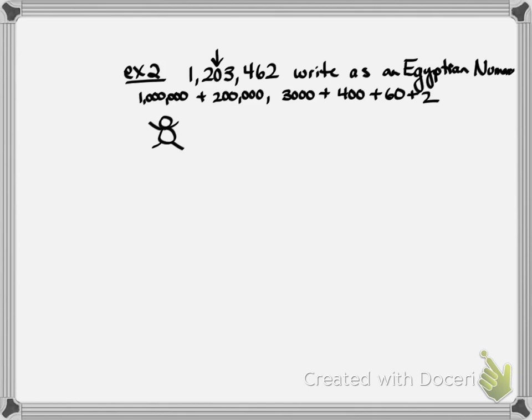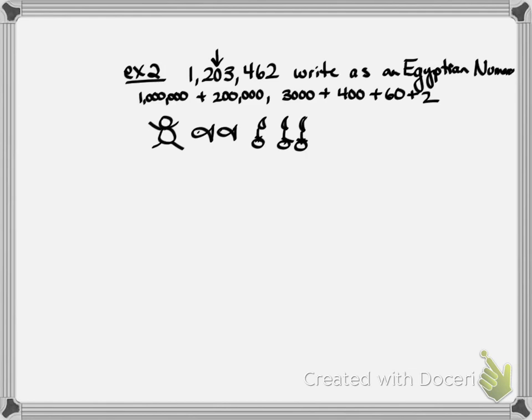Now we need 200,000. Well, we have a symbol for 100,000, which is the tadpole. So we need 2 of those. And 3,000. Well, we have a symbol for 1,000, which is the lotus flower. I do not do this well. It's like a moon shape, kind of, and then a little stick, and a little circle. So a crescent moon, a stick, and a little circle. All right, so there's our lotus flowers.